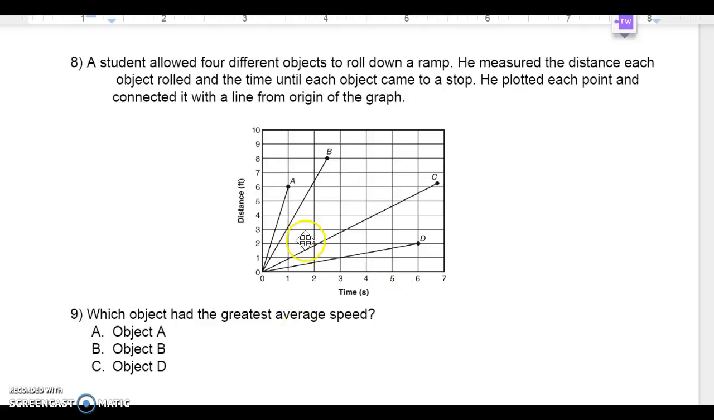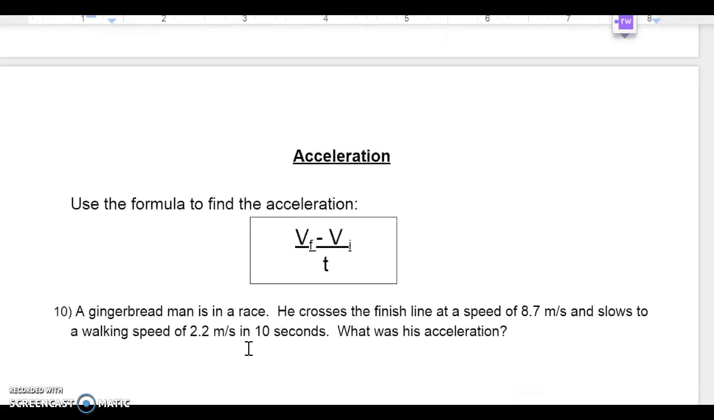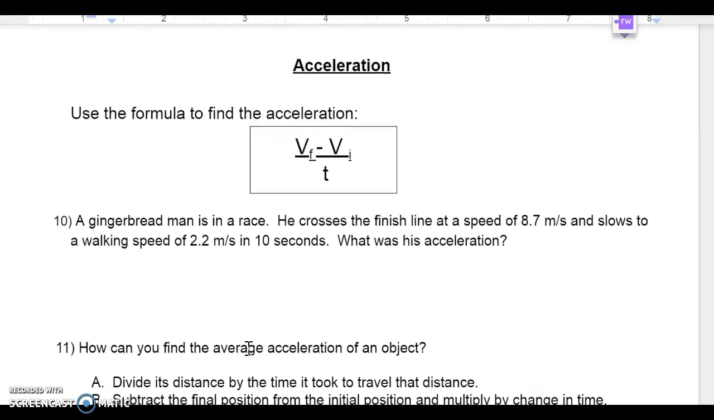So I want you to figure out the speed. So remember, speed equals distance over time for each of these objects. And then tell me which had the greatest average speed. Go ahead and pause if you're not ready.